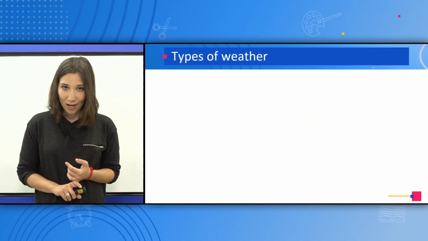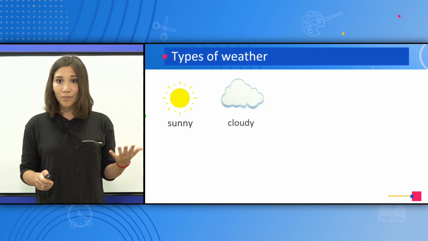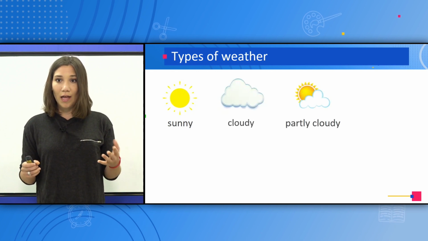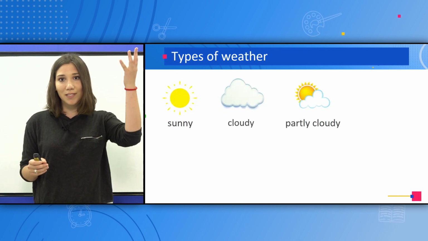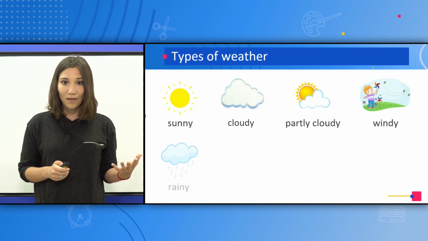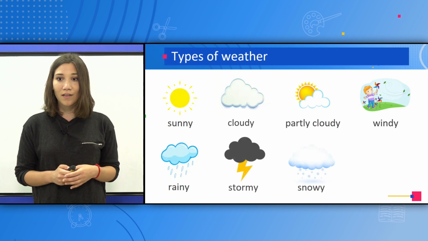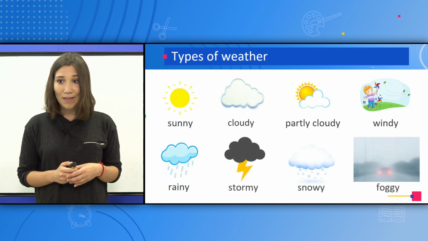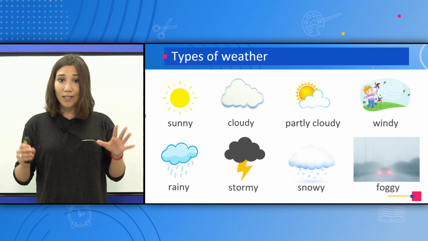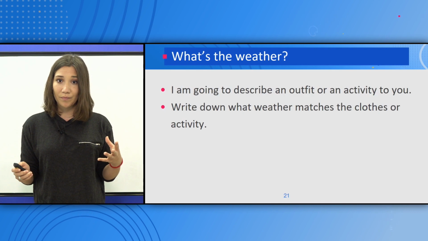First thing we're going to talk about are different types of weather. So you have sunny, cloudy, then you have partly cloudy, so some sun and some clouds, windy, rainy, stormy, snowy, and then foggy. So here are all of our different types of weather that you'll see.